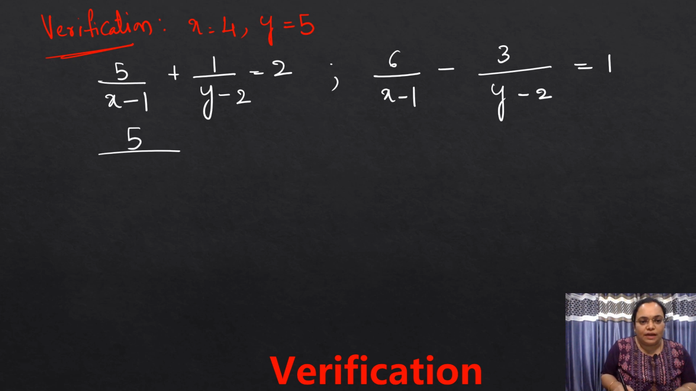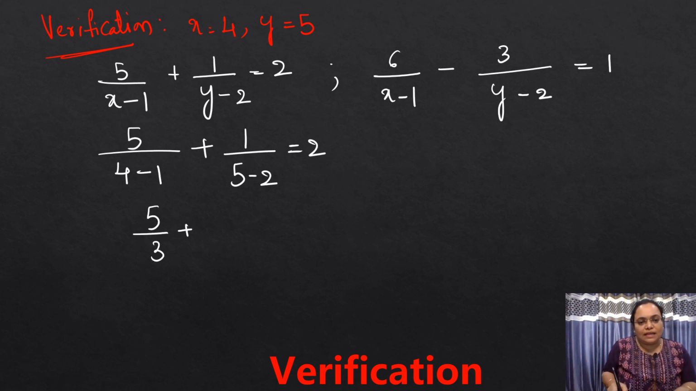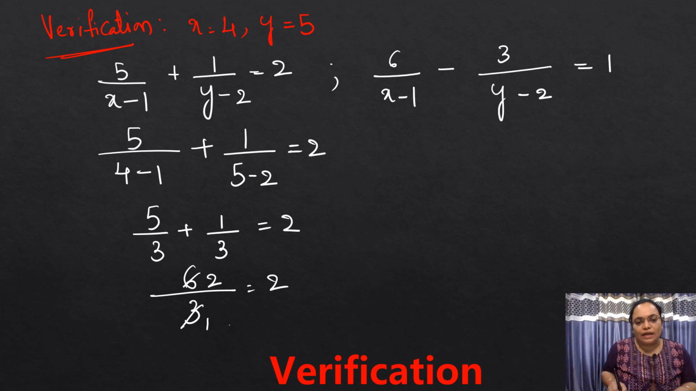5 divided by the x value, which is 4. 4 minus 1, plus 1 by y, is 5 minus 2, which is 2. Here you will get 5 by 3 plus 1 by 3 equals 2. Here you will get the LCM as 3. Correct? So 3 ones and 3 twos. So you will get 2 equals 2.